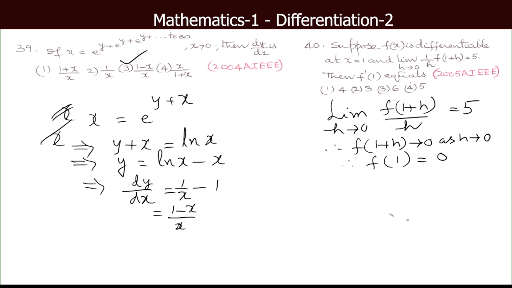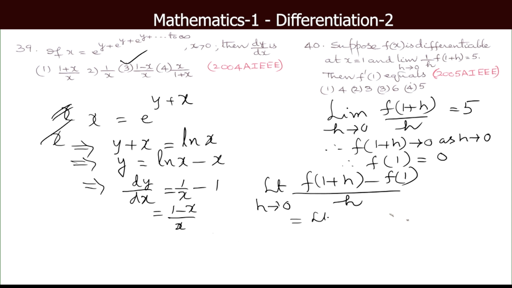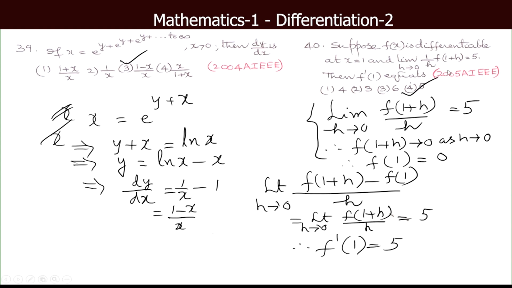What is f dash 1? Now let us form the Newton quotient, f of 1 plus h minus f(1), by h, limit as h tends to 0. If this limit exists, then that limit gives the value of f dash 1. f1 is 0, so this is the same as f of 1 plus h by h. But that is given to be 5, hypothesis. Therefore, f dash 1 is 5. A silly question. Only observation is this is an important step. So, f dash 1 also must be equal to 5. That is the last option.